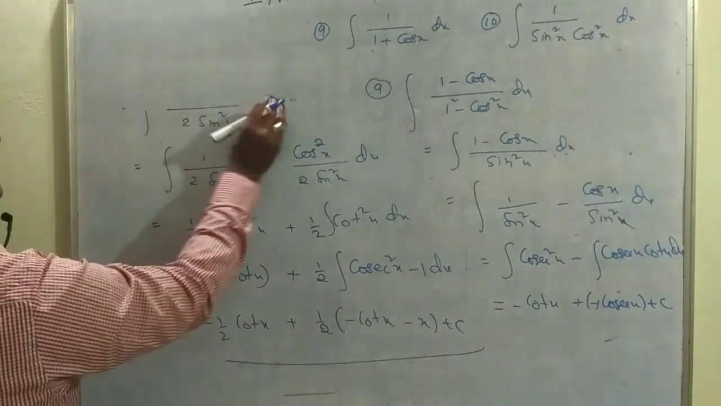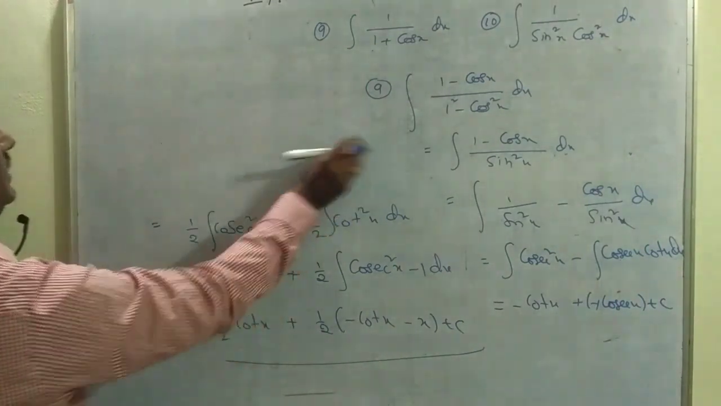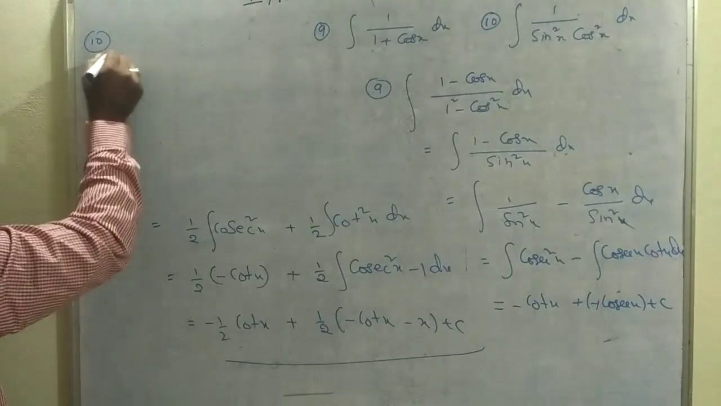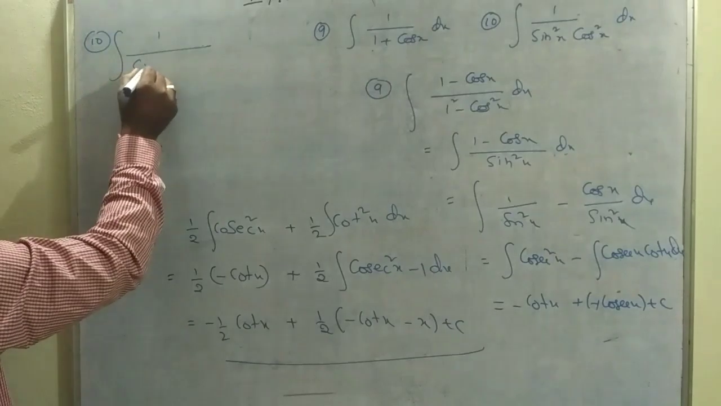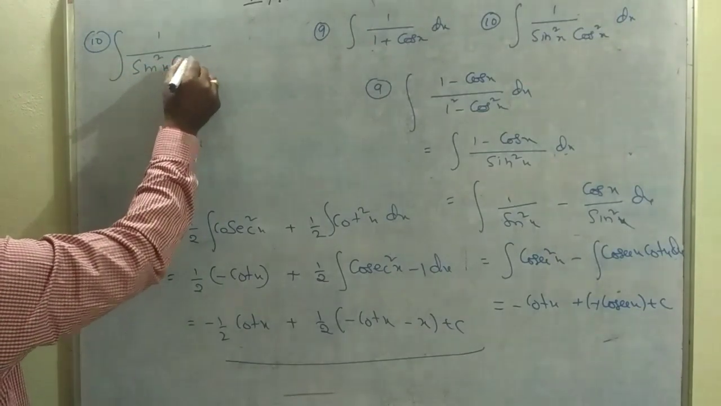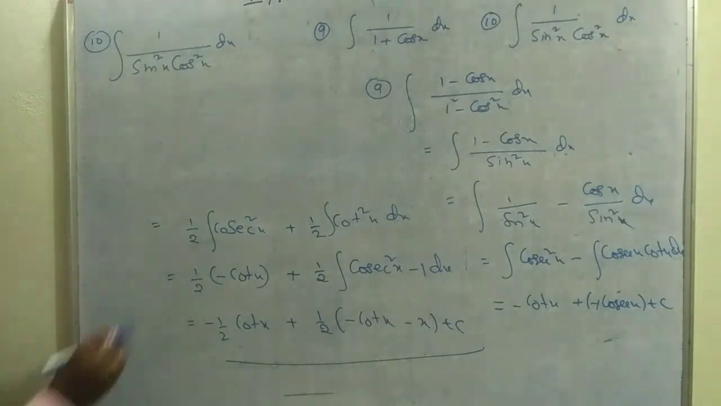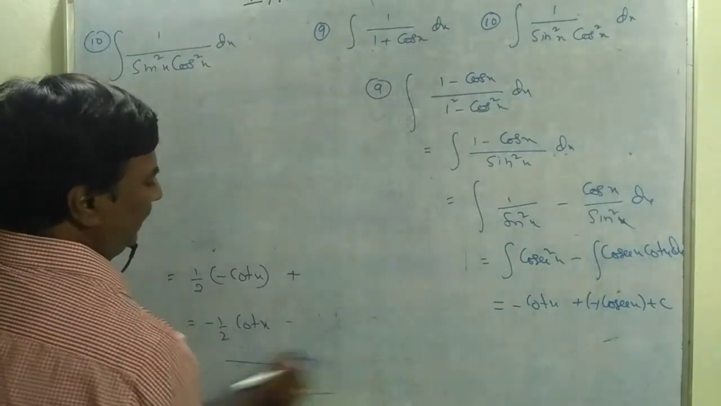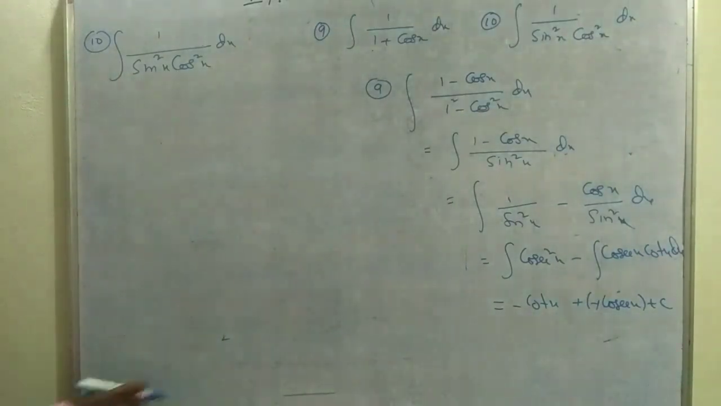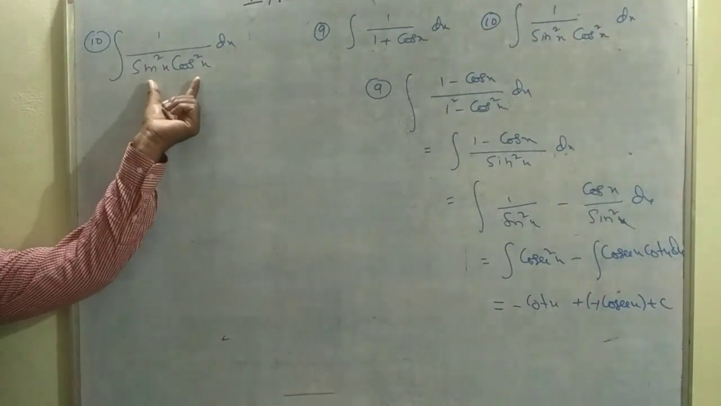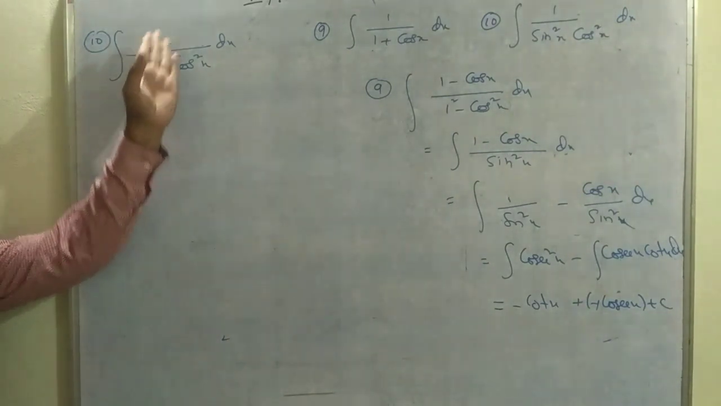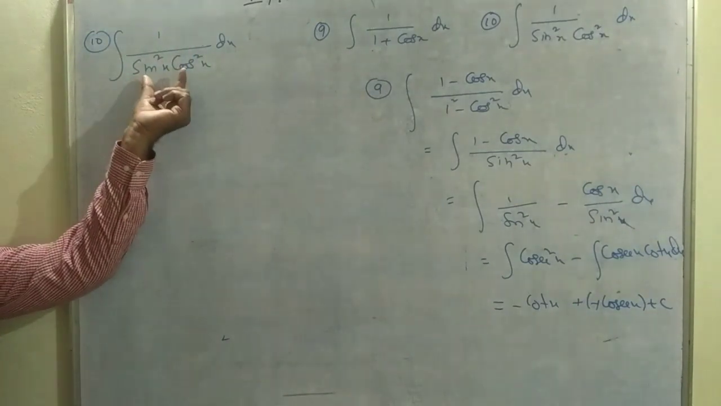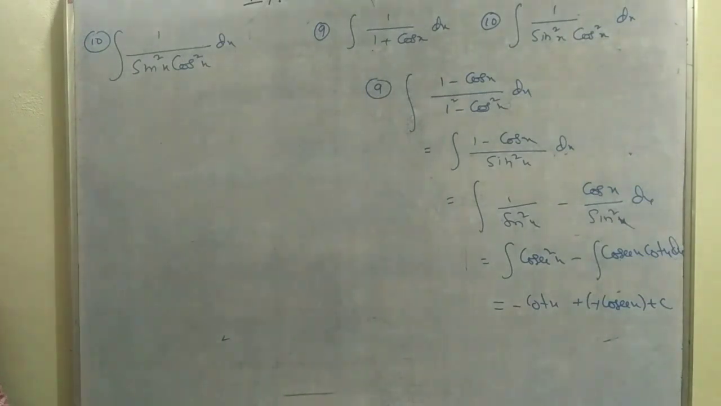Next question, that is the 10th question, we'll solve. See this here, 10th question: integration of 1 divided by sine square of x into cos square of x. This is also the same 1 by f of x form given in the question. It is directly cosecant square into secant square, the product of two functions. For a product of two functions we don't know the formula. Derivative we have, but integration, till now we haven't discussed.